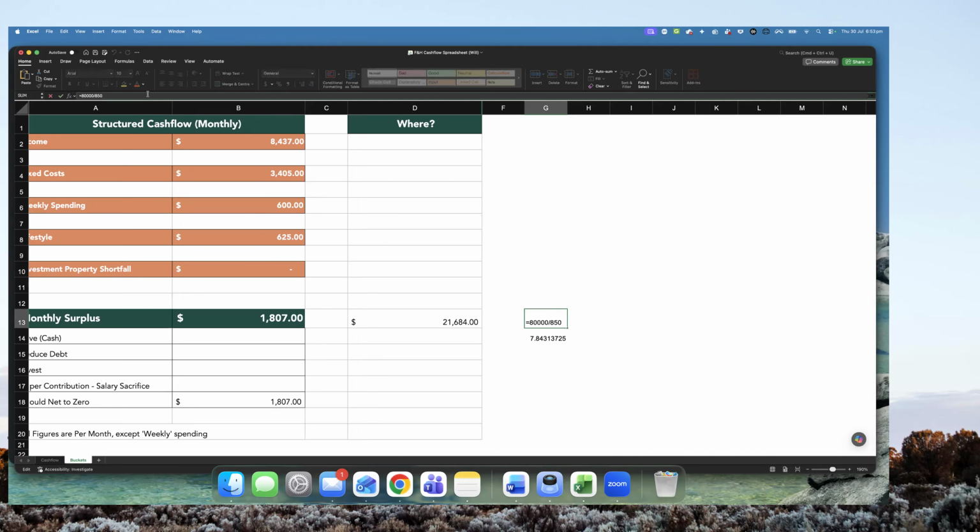So if I ran the same numbers and said, okay, we need 80 grand, which is a 10% deposit on an $800,000 property, and we're now saving $1,800 per month, it's not taking us 8 years to purchase that $800,000 property. We're now purchasing it in 3.5.